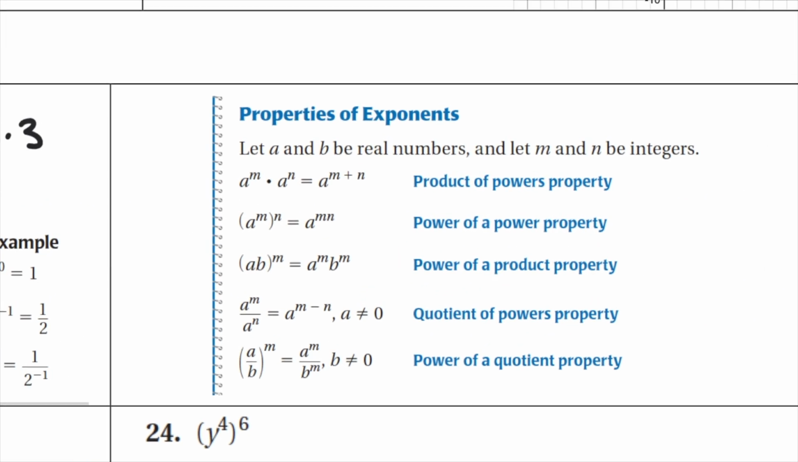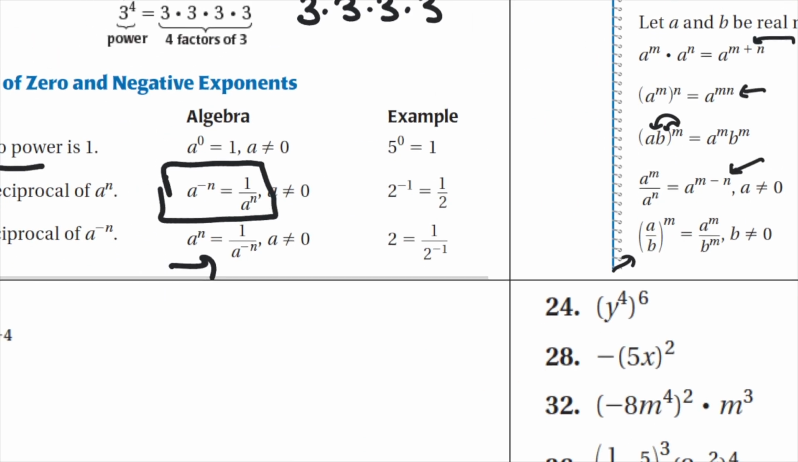Properties of exponents. If you multiply like bases, add your exponents. If you have a power to a power, multiply the exponents. You can distribute exponents when you have multiplication, and if you have division, you should subtract your exponents. You can also distribute in a division problem.